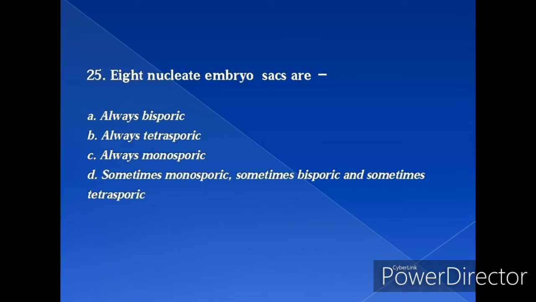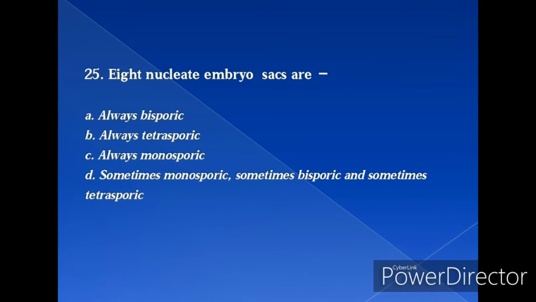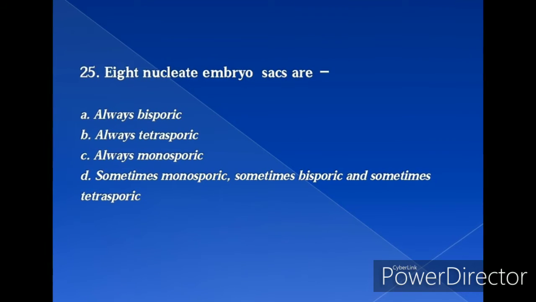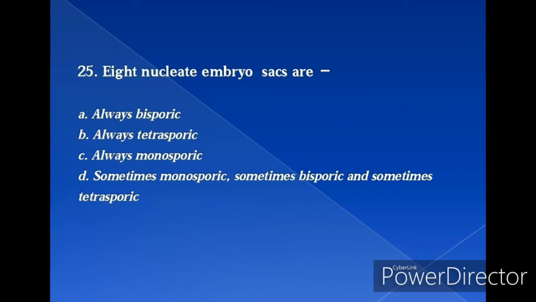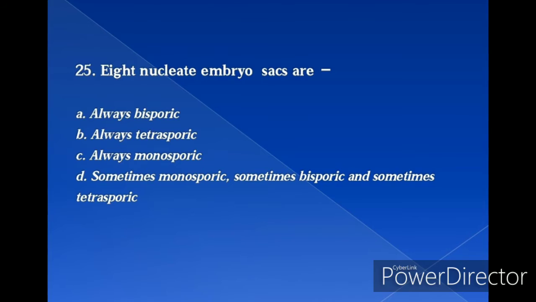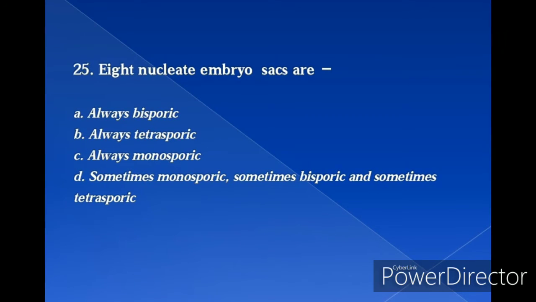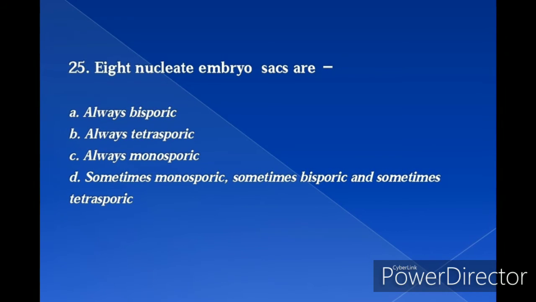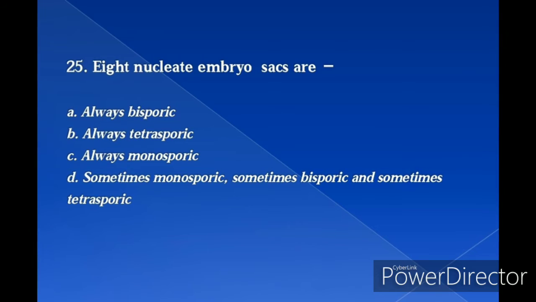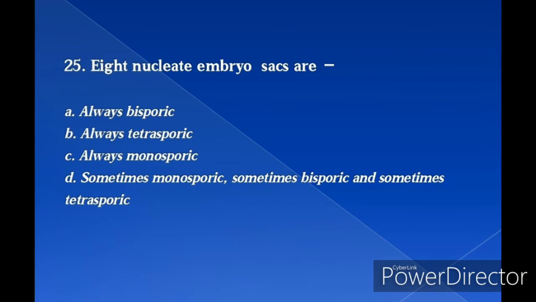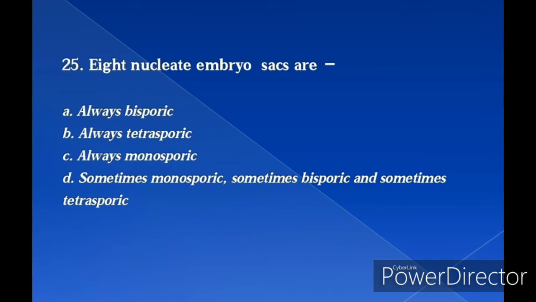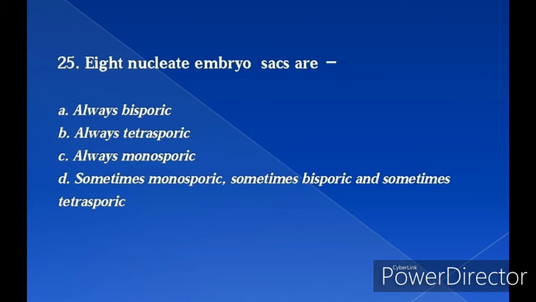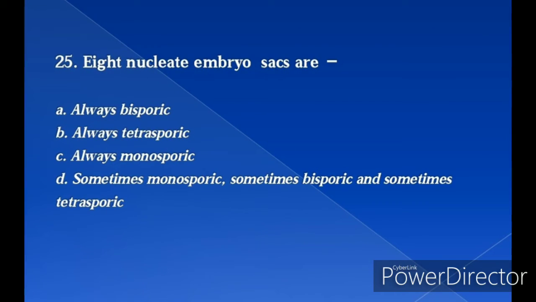8 nucleate embryo sacs are always bisporic, always tetrasporic, always monosporic, or sometimes monosporic, sometimes bisporic, and sometimes tetrasporic. So option D is the answer, that is sometimes monosporic, sometimes bisporic, and sometimes tetrasporic too. Why? Because megaspore is a haploid structure which divides and gives rise to an embryo sac, which is also called the female gametophyte. So 8 nucleate embryo sacs may be monosporic, example Polygonum, or bisporic, another example Allium, or tetrasporic. Another example I can give you is Adoxa.